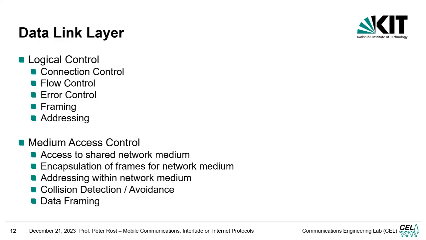Then we have the MAC. One example would be Ethernet. The MAC is defined in 802.3, and it controls the access to the shared network medium, allowing multiple devices to access this medium. It manages contention and collision avoidance. It also performs frame encapsulation for the access to the medium itself, addressing and data framing. Okay.